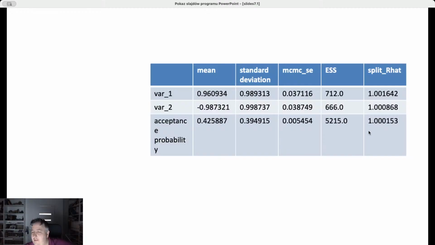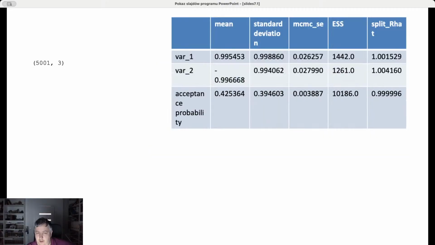So the average acceptance probability of each step was 0.42, which is given the standard deviation. R hat here doesn't make sense, but it was computed anyway. For variable 1 and variable 2, R hat is approximately 1, which we can accept as an okay value. Really, rounding to 2 or 3 points after the dot will be absolutely sufficient.